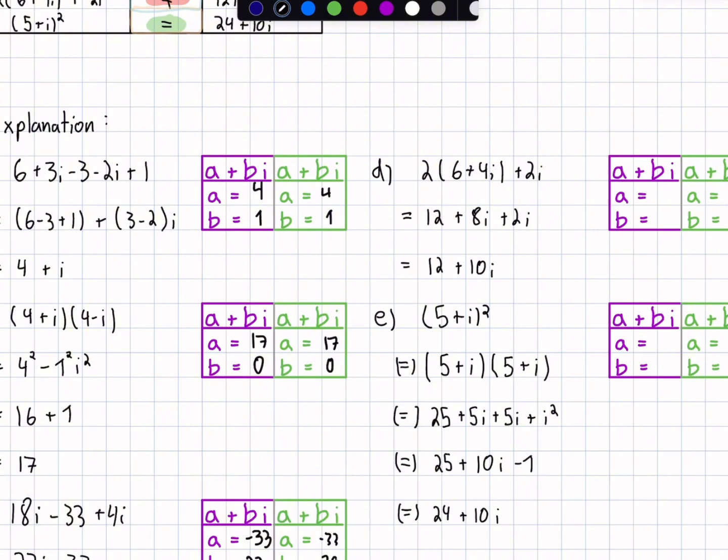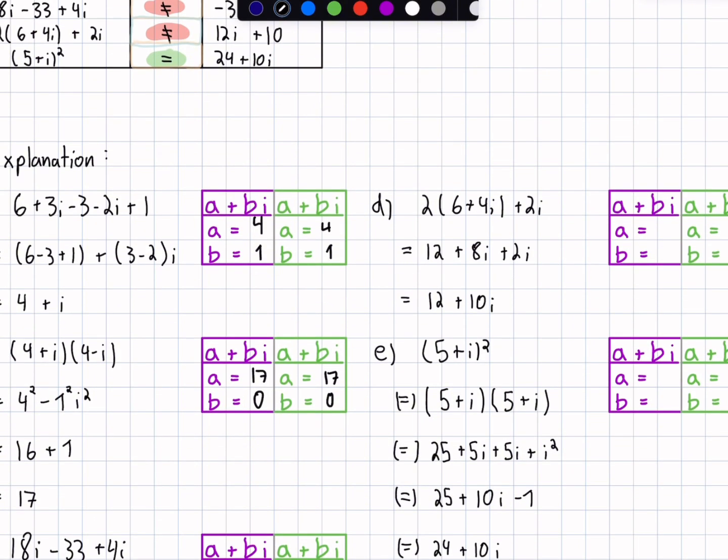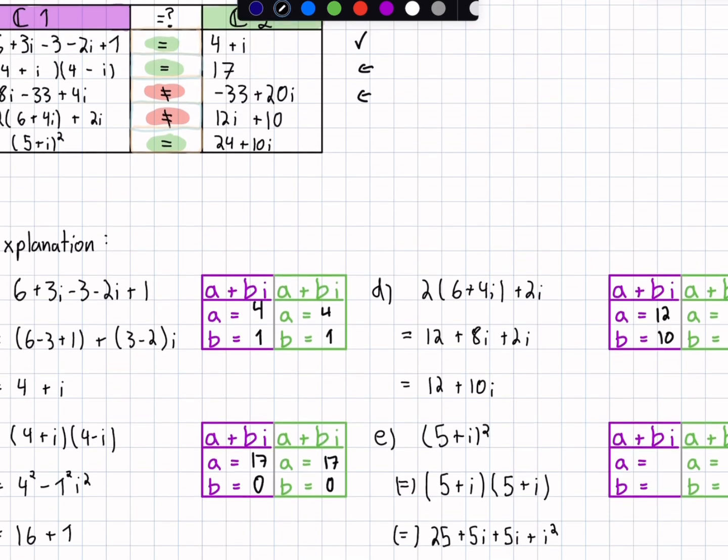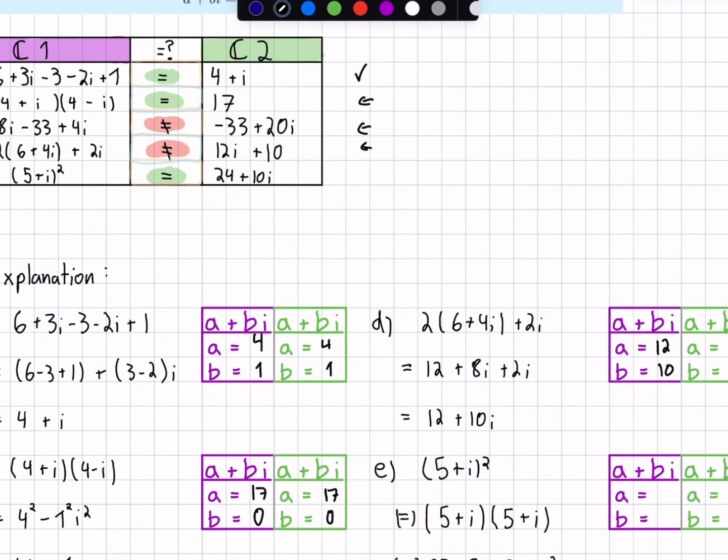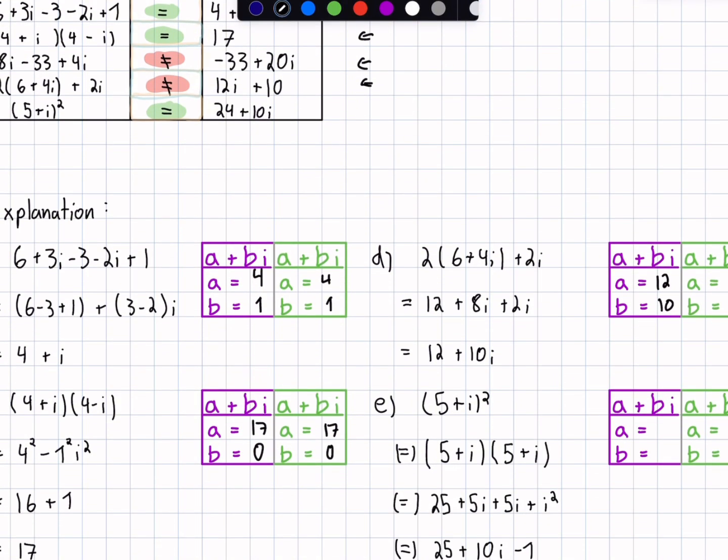Moving on to D. After simplification, we get 12 plus 10i, so our A is 12 and our B is 10. But if we look at what we are comparing to here, then our A is 10 and our B is 12.